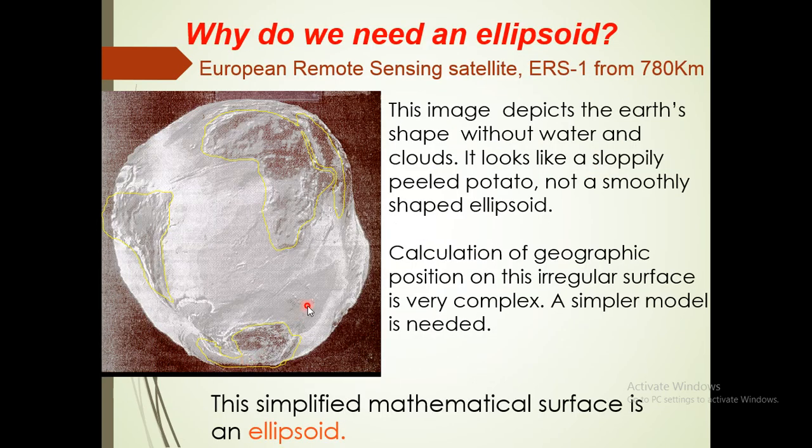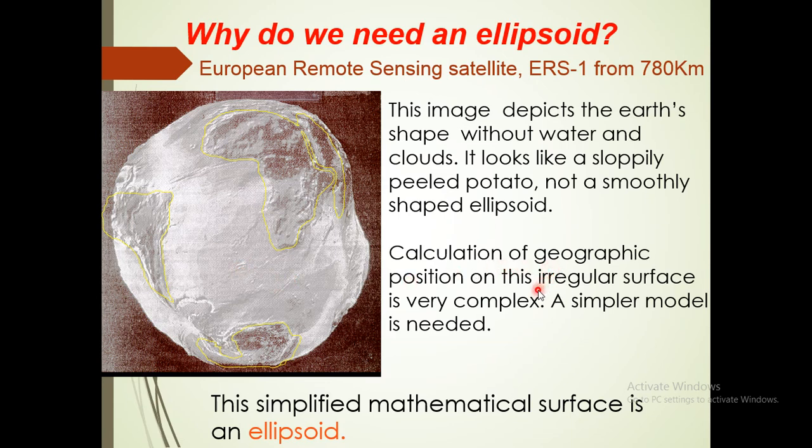Okay, why do we need an ellipsoid? Ellipsoid ni without the height lah, terrain. Okay, the image here depicts the Earth shape without water and clouds. It looked like a sloppily peeled potato, not a smoothly shaped ellipsoid. Ya, buang air, buang ni. Tapi ni this is the land mass, and the rest is full of deep deep ocean semua tu.